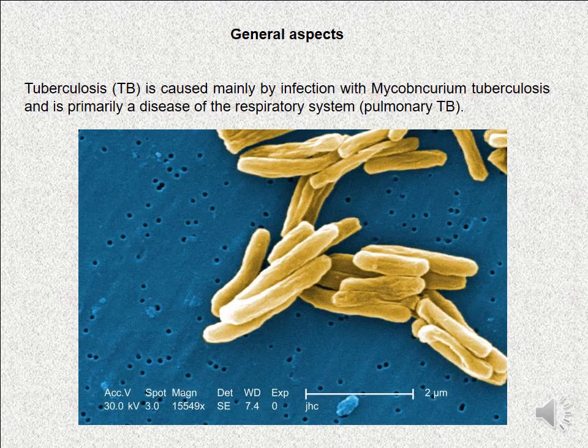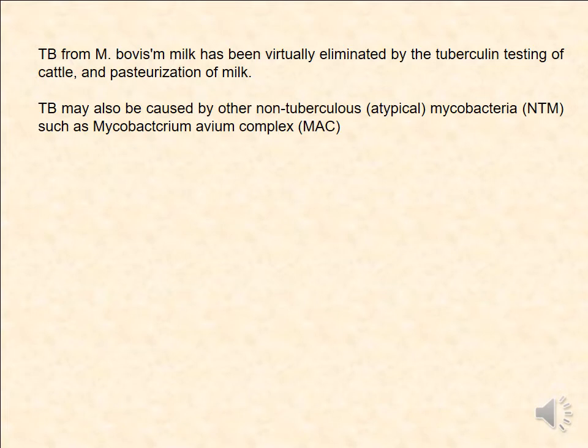Tuberculosis is caused mainly by infection with Mycobacterium tuberculosis as a primary disease of the respiratory system. Pulmonary tuberculosis is the main form of tuberculosis in the body, in the lung. Tuberculosis from bovine milk has been virtually eliminated by tuberculin testing of cattle and pasteurization of milk, which have stopped the growth of the tuberculosis disease.